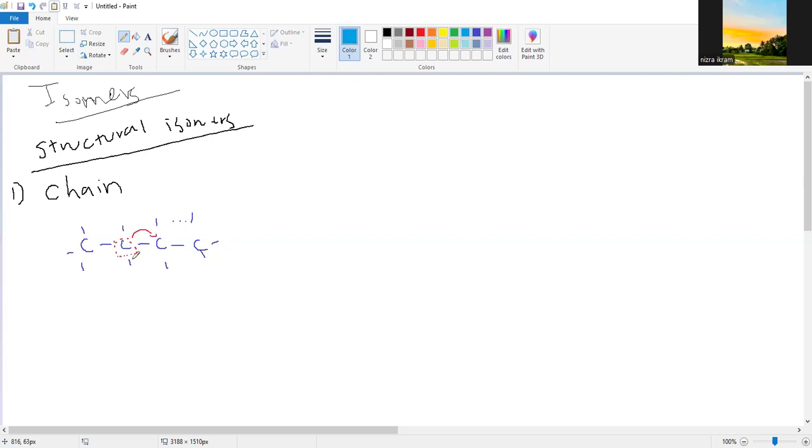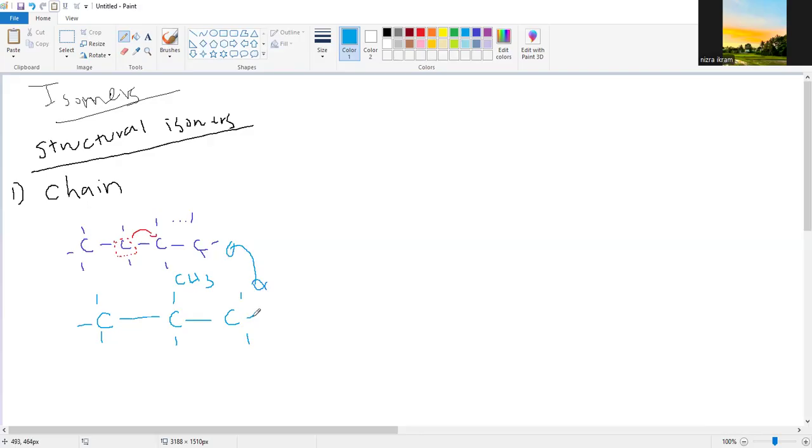Look at that. So now here, look at this. Here was a four carbon chain compound. Now it has become a three carbon chain compound with a methyl group. So these are isomers of each other. Okay. These are what we call isomers.